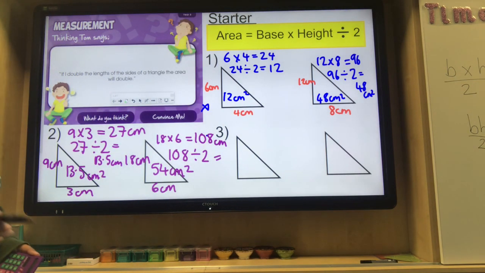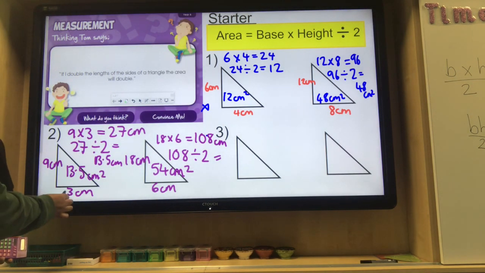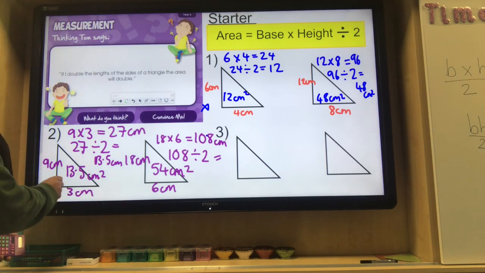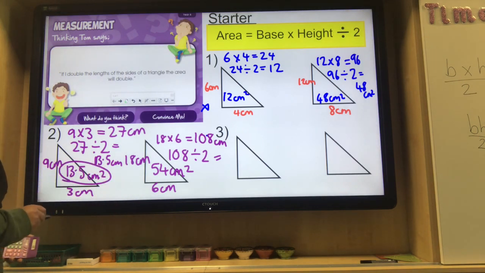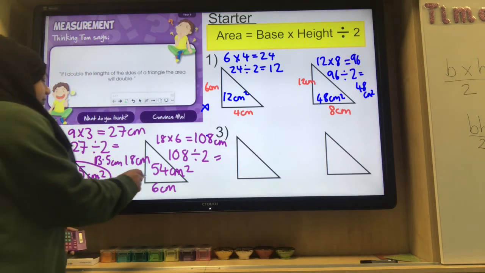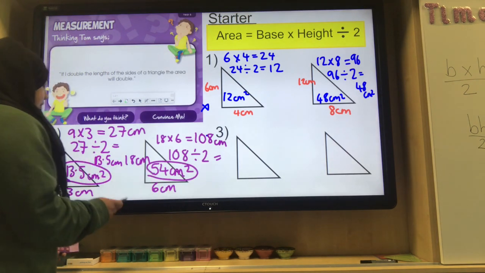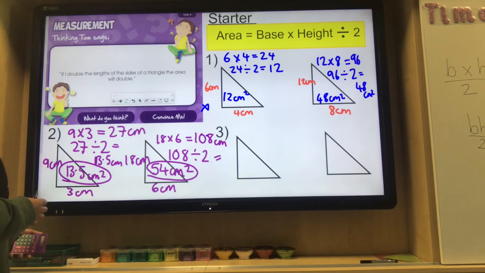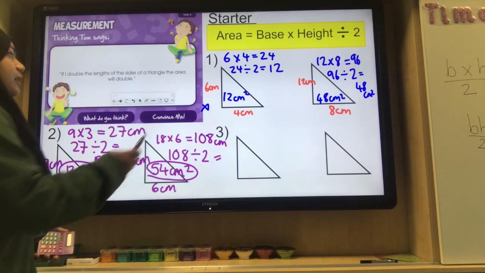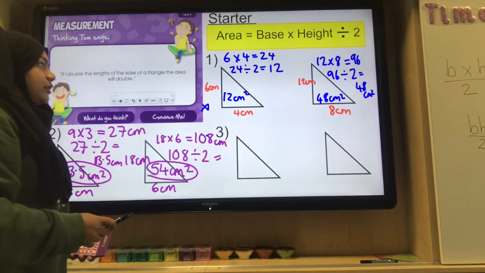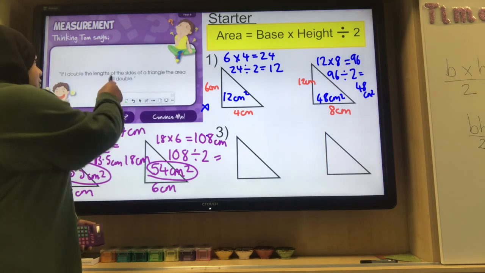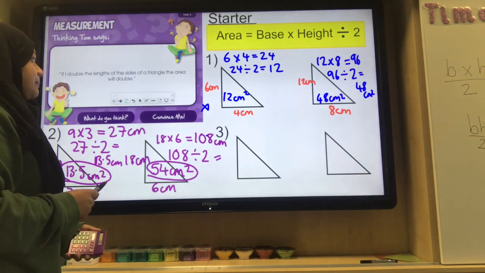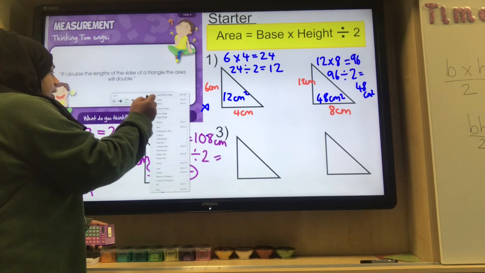So again, I can make a comparison. Well, I have actually doubled these lengths. The area of this triangle is 13.5 centimetres squared, and the area of this one is 54 centimetres squared, and actually that's not double. 54 is not double of 13.5 centimetres squared. So far I've got 2 examples actually disagreeing with this particular statement. I'm just going to do one more.